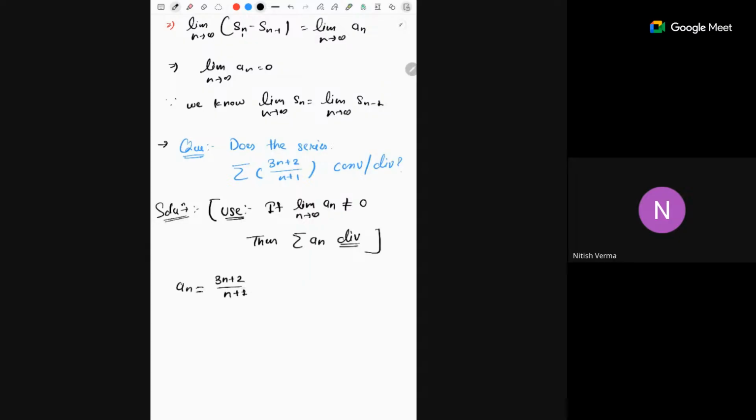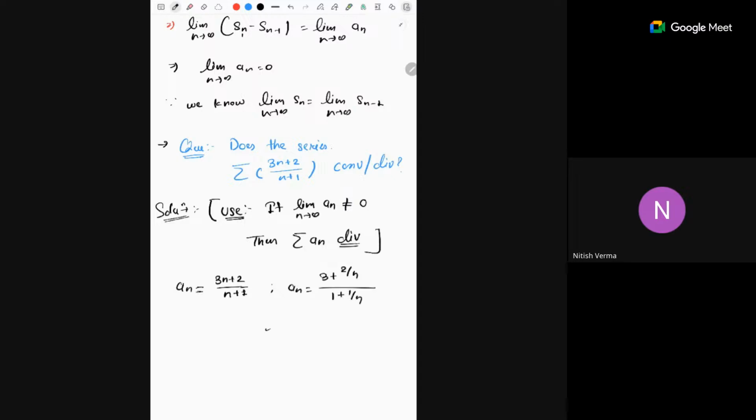Always remember how we are writing the sequence, how we are getting the series. It's the summation of an. So whatever you get there, that is your sequence an. So here in this case, an is actually 3n plus 2 upon n plus 1. And this an can also be written by pulling out n from the numerator and the denominator. You will get 3 plus 2 by n upon 1 plus 1 by n.